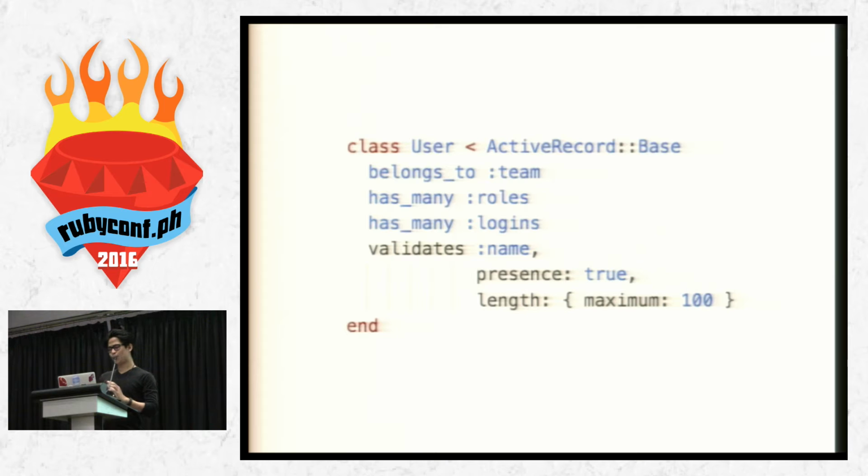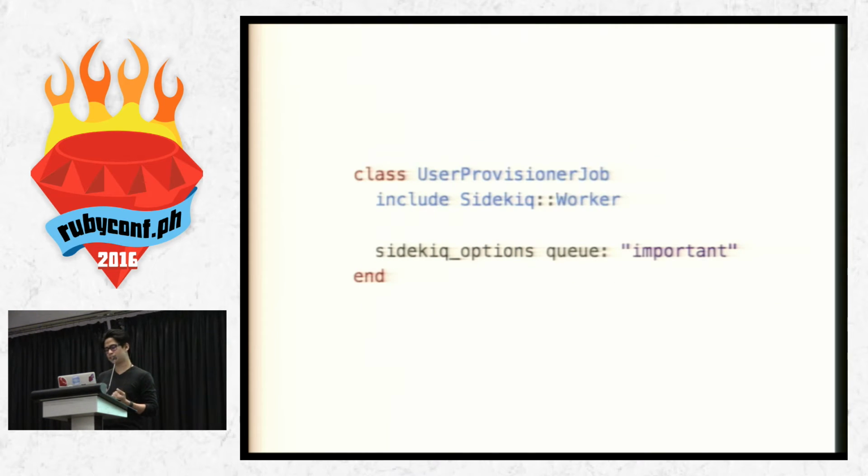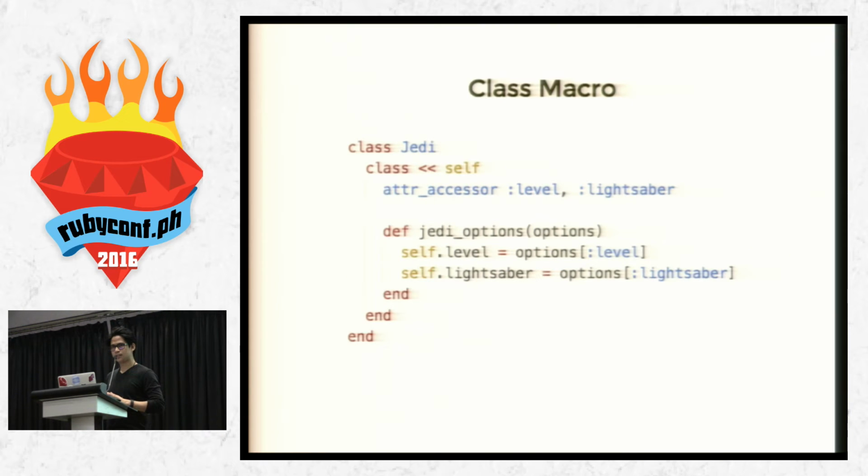Have you ever wondered what these pieces of code at the top of your class are? In Rails we have belongs_to, has_many, validates. They're at the top of the class. They're a declarative way of constructing something. It's not just in Rails. Sidekiq also has that. So you can provide Sidekiq options to a class by using this piece of code. You can provide a queue. They're actually called class macros.